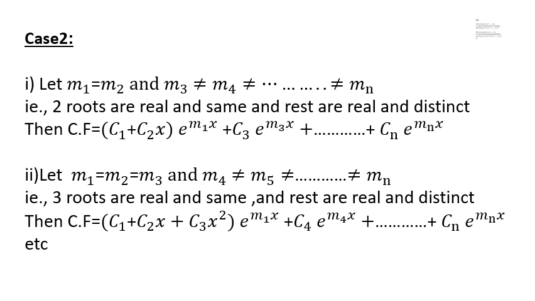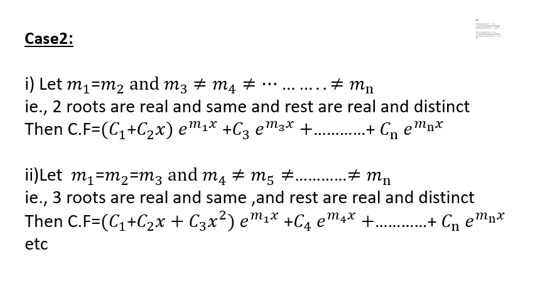So, say for example, assume four roots are real and same, real and equal. That means m1, m2, m3, m4, all these are real numbers, they are same. Remaining m5, m6, etc., mn are also real numbers, but they are not same. They are different real numbers.